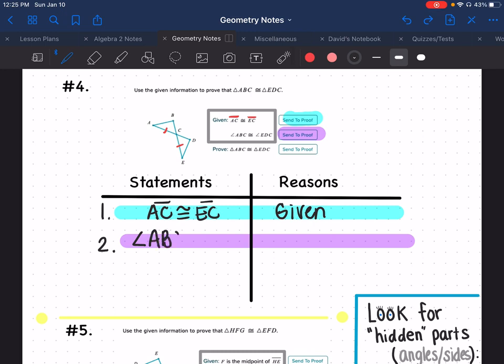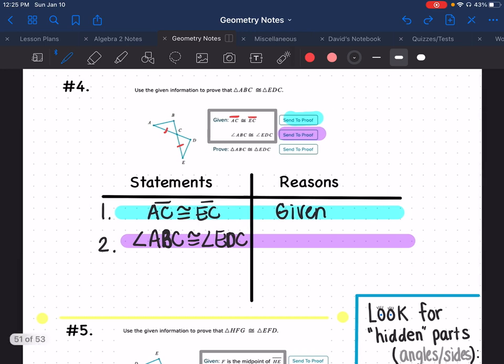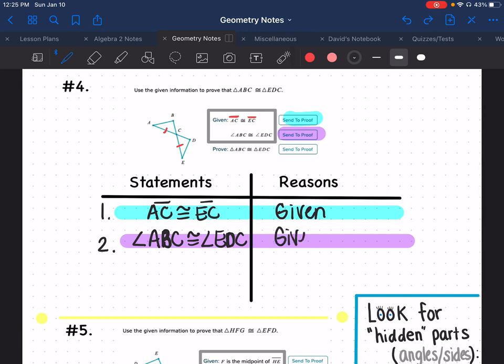Angle ABC is congruent to angle EDC. This angle is at B, and this angle is at D. I know that because that's the way I name angles. I always put the vertex in the middle. So if I were to mark this angle, it would be here at B. And if I were to mark that angle, it would be here at D.